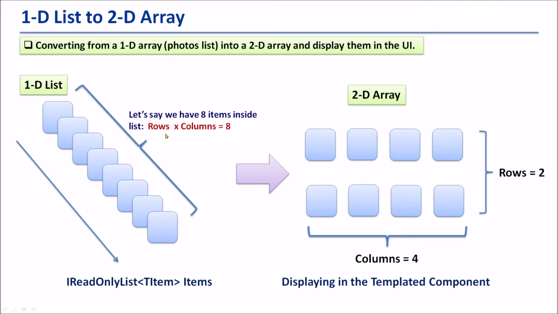We should remember that rows multiplied by columns equals the total number of items inside the list. Therefore, I have 2 rows and 4 columns here. The total is 8 there. Therefore, I have converted the 1D list into a 2D array in order to display in the UI.